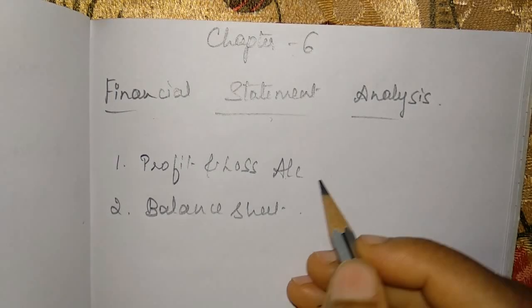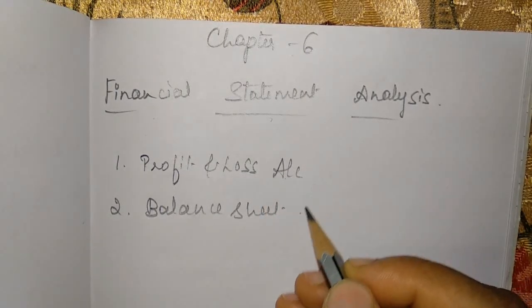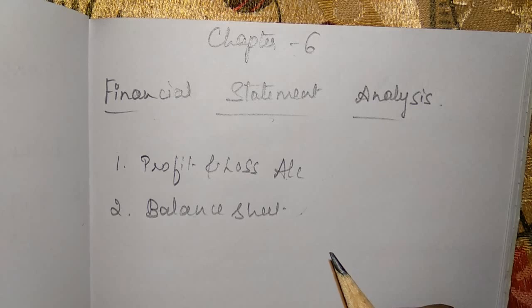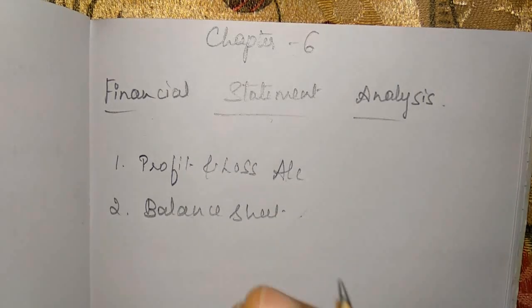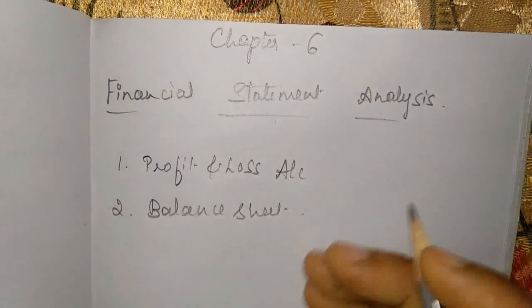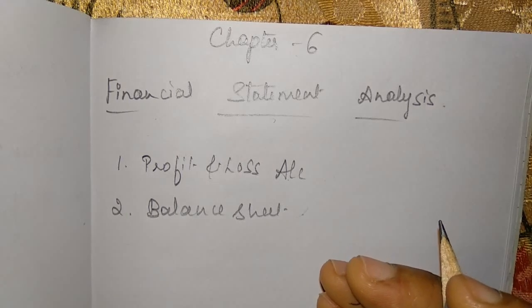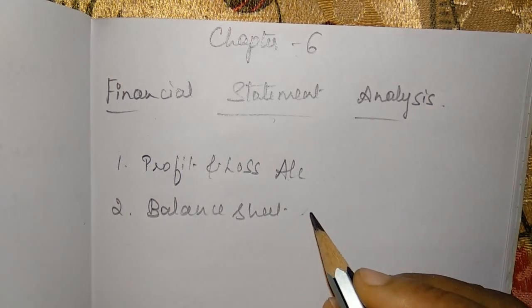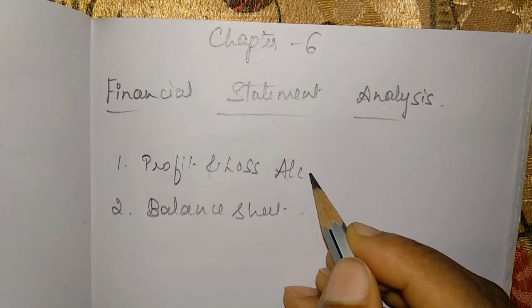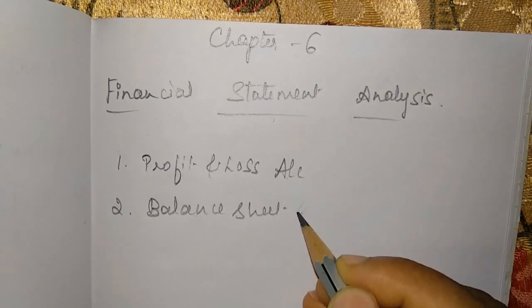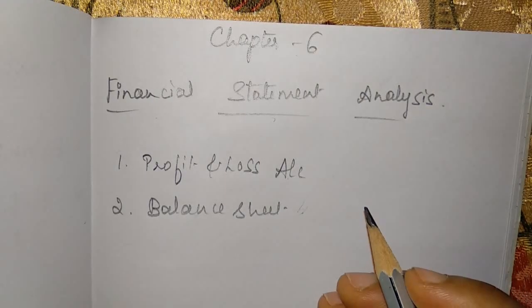So that's why lenders evaluate these two statements in order to determine the share price of an enterprise. Especially at the time of mergers and acquisition, it is very important to determine the share price of the firm. So that evaluation is done by analyzing these two statements.